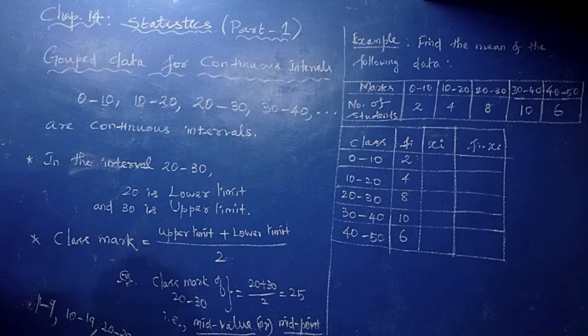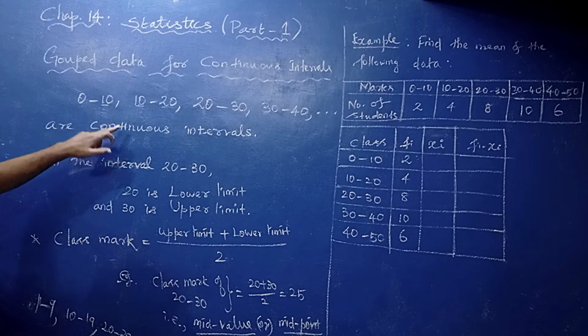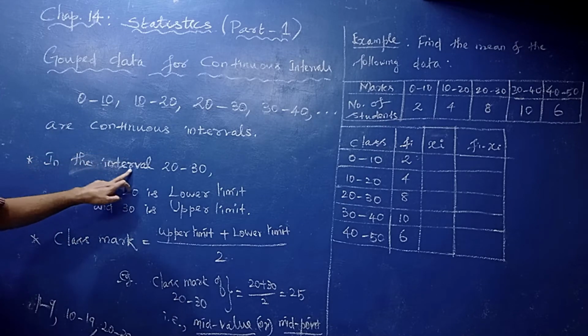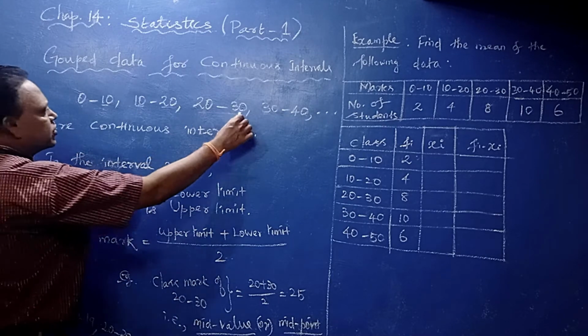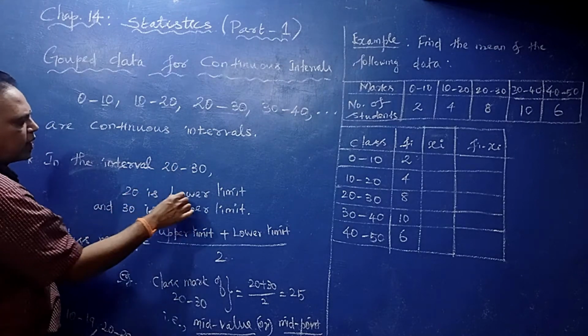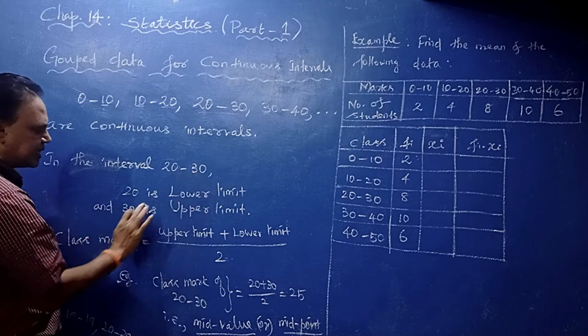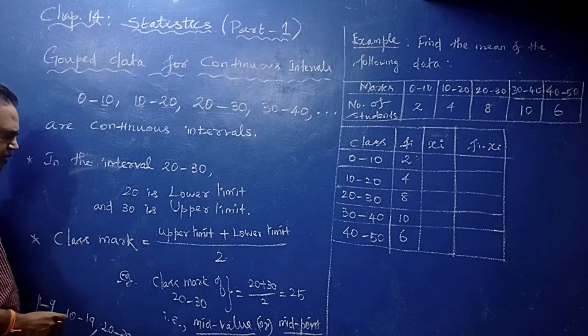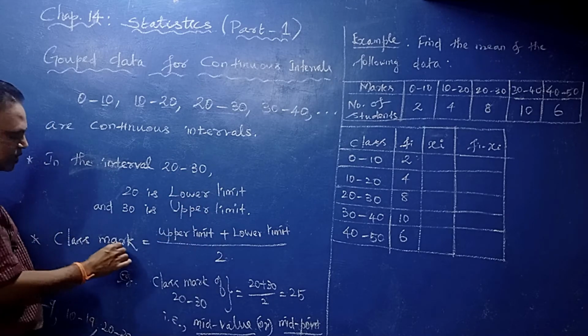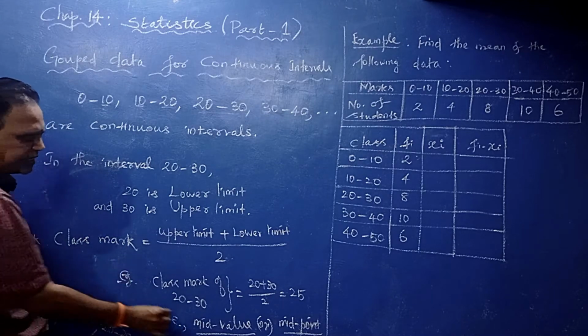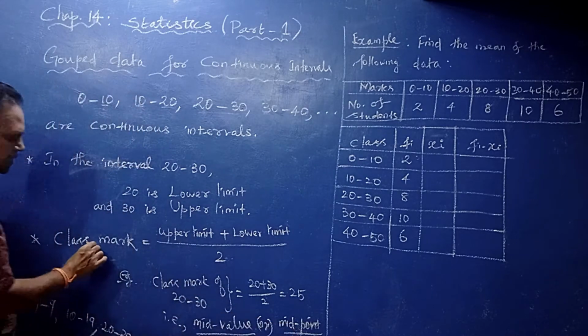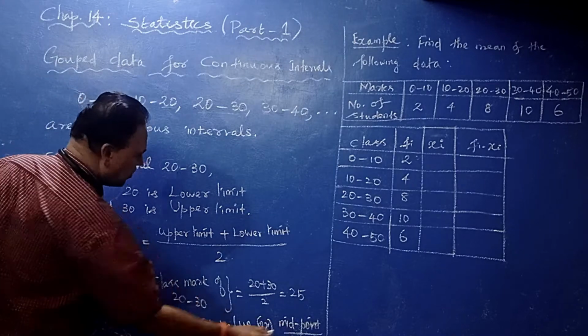Understand? Clear? So these are the continuous intervals. In the interval 20-30, the 20 is called the lower limit. Then this 30 is called the upper limit. So we can find out the class mark, or mid value, or midpoint.